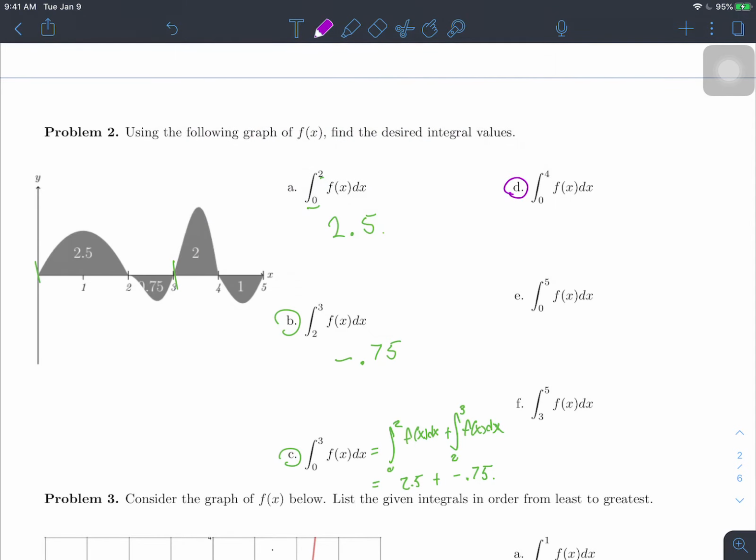What do we think for D? What should we do for D? We want to take the integral from 0 to 4.